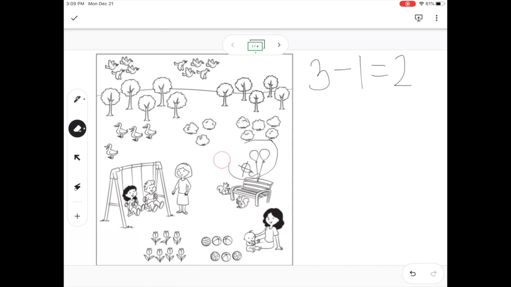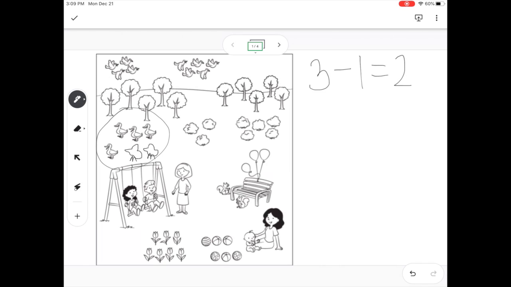I have another story. So this other time, I went to the park and I saw 4 little duckies. Quack, quack, quack. And I started to feed the little duckies. And then a couple more little duckies came around. 2 more little duckies came. So then how many duckies were there all together? 1, 2, 3, 4, 5, 6.